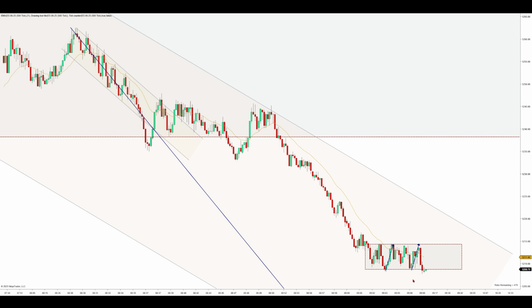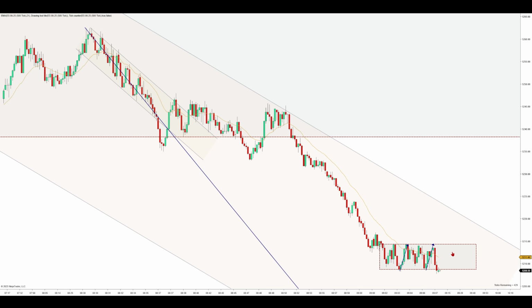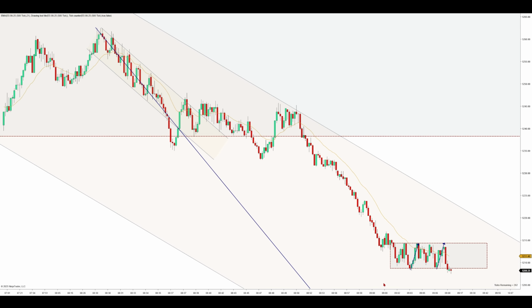So I'm going to go ahead and cut it here. Just thought I'd explain what I'm looking at here. Wish I got a fill, but it's whatever.